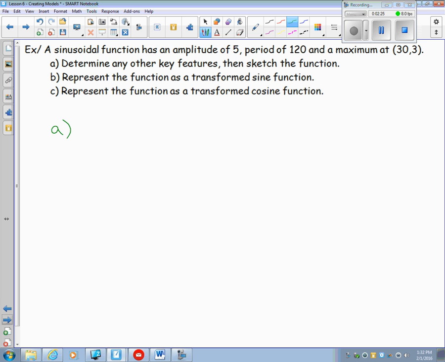Okay, our central axis. How do I find the central axis? Well, if I know the maximum, that's the highest I reach, and I know my amplitude is my distance from the central axis to the maximum, I could subtract that. So I could take my max of 3, subtract my amplitude of 5, and I know the central axis is at -2.